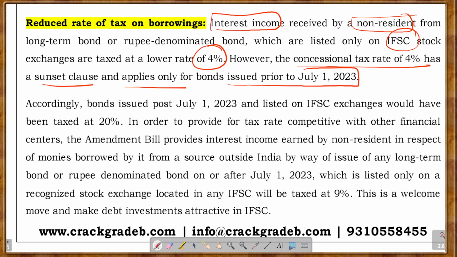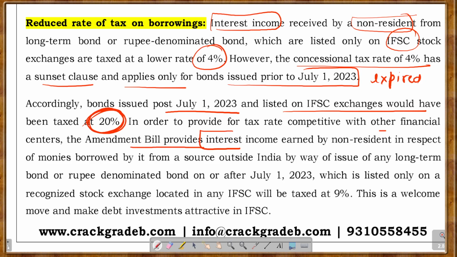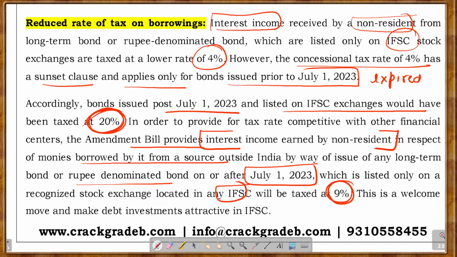Now, the bonds which are going to be issued post July 1, 2023 and listed on the IFSC exchange would have been taxed at 20%, right? Obviously, this provision would have expired. So, in order to provide tax competitiveness, the Amendment Bill says that interest income earned by a non-resident, because they have given the money in a rupee denominated bond or etc., on or after July 1st, 2023, which is listed in IFSC, will be taxed at 9%.